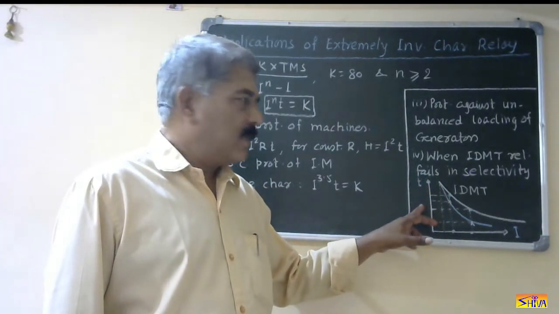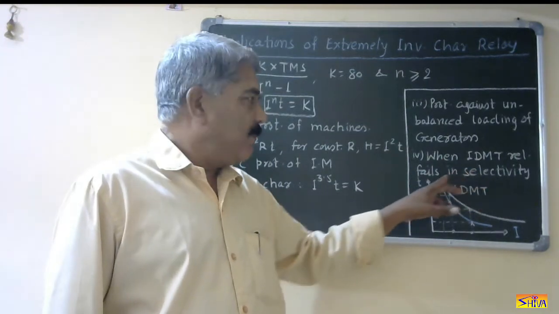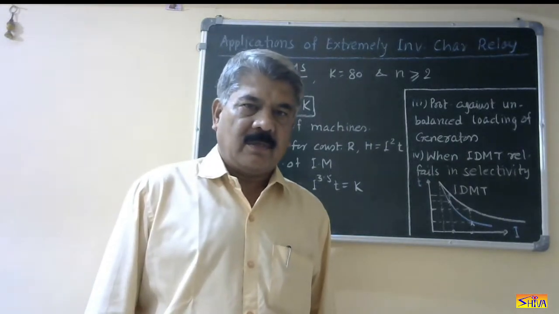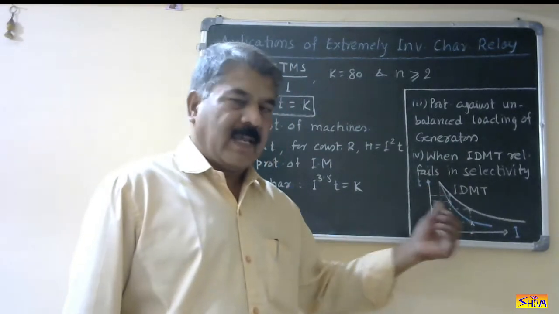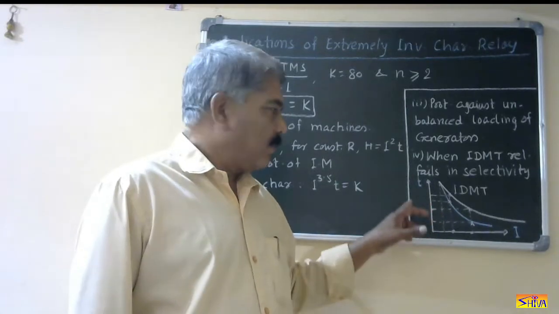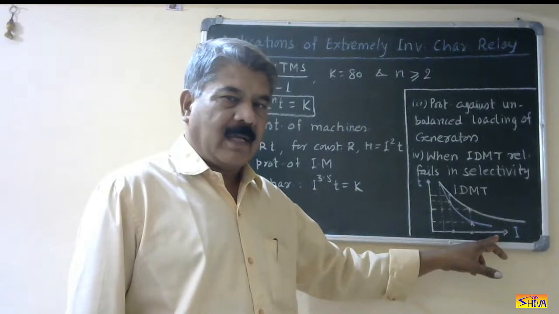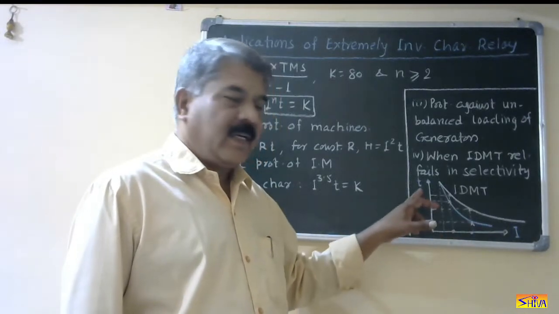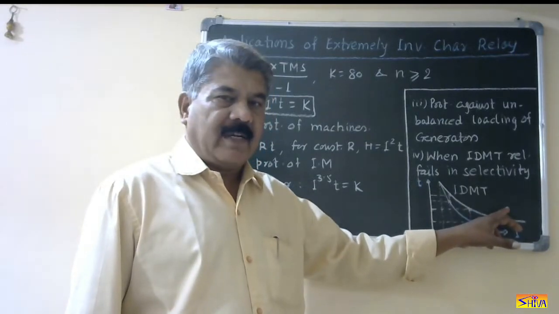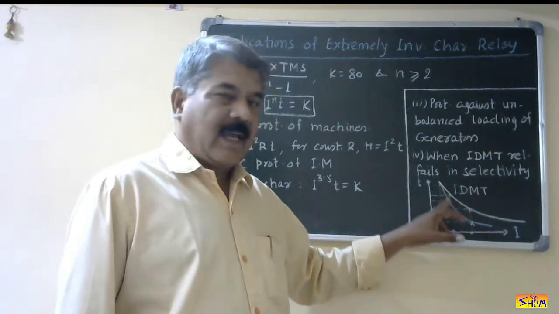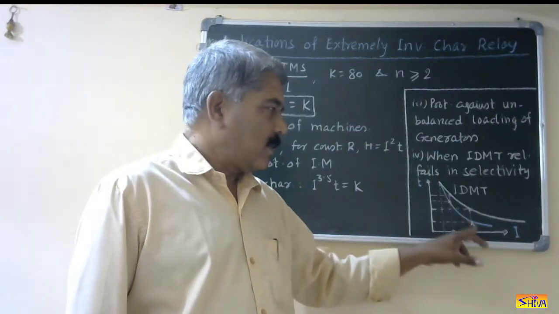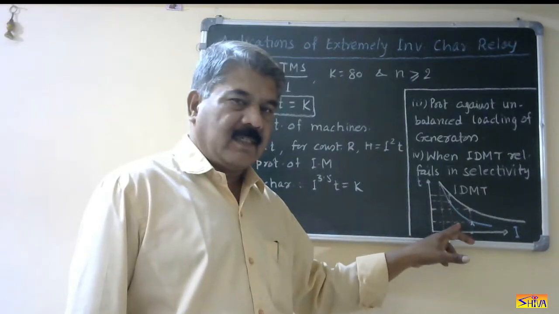The next application is, when IDMT relay fails in selectivity, extremely inverse relay can be used. I will explain this by this characteristic. When we plot the characteristic of inverse time relay, we take current or plug setting multiplier along x-axis and operating time along y-axis. This is the characteristic of IDMT relay. This is the characteristic of extremely inverse characteristic relay. You can see the difference. Here the degree of inverseness is higher.